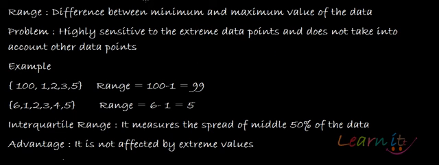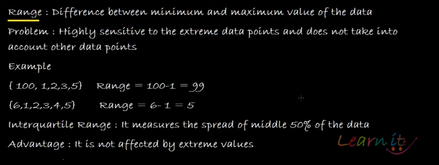Range. Range is the first measure of variability of data. How can you measure the variability in data? Range is the difference between the maximum and the minimum values of the data. So you might have a data set. You'll just take the maximum value, you'll just take the minimum value, and you'll find out the range.